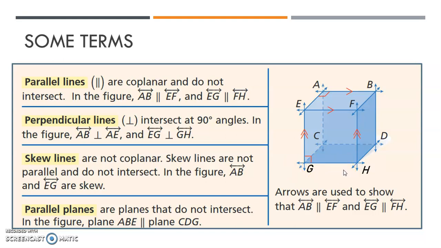Now, skew lines are lines that are not coplanar, but they still don't intersect. So like EG is on this front plane here, and BF is kind of on this plane here. They are not on the same plane. BF is never going to touch EG. So they're not on the same plane, and they're never going to touch. Parallel lines have to be on the same plane.